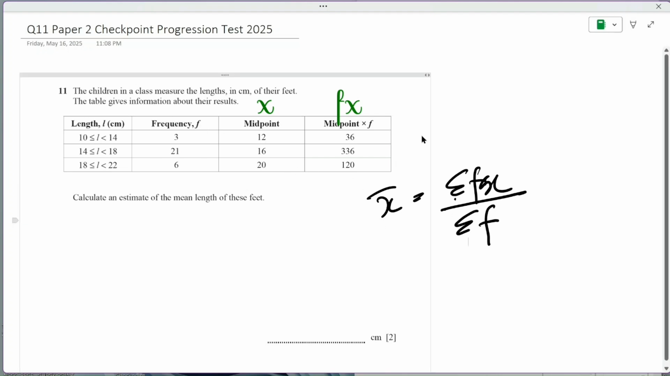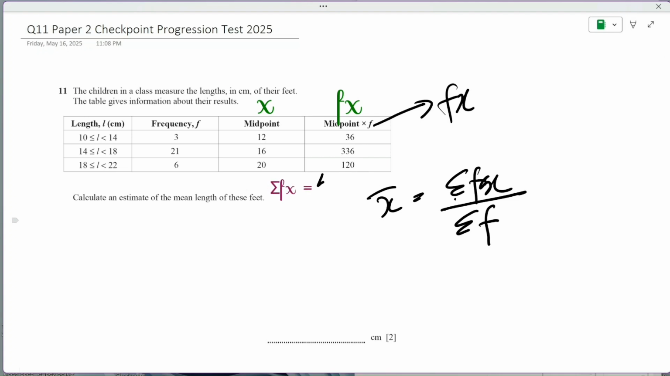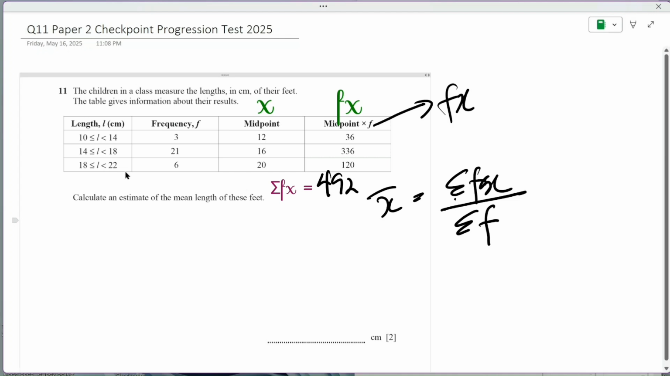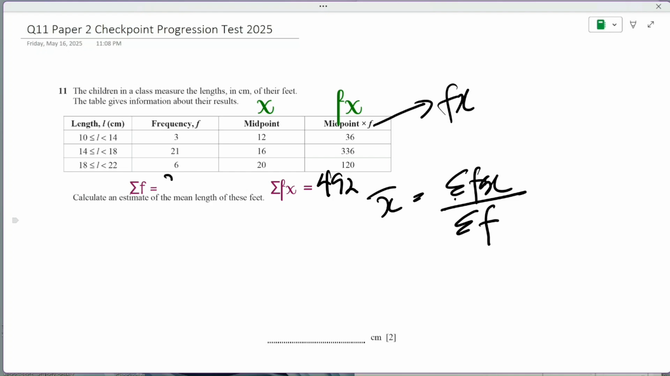Now part of the table is done. This row represents the fx. And for you to get the summation of the fx, you add 36 plus 336 plus 120. You're allowed to use a calculator. The result is 492. Now you need the summation of the frequency too, which is at the denominator here, which is the addition of the frequencies. We have 3 plus 21 plus 6, which your calculator will give you 30.